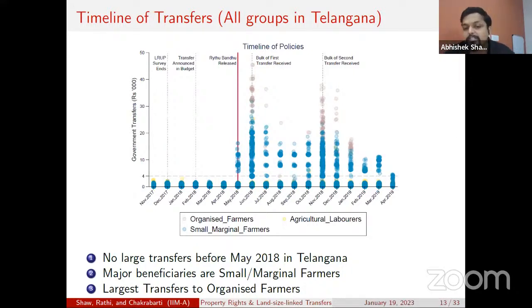And agricultural laborers, some of them did receive transfers because they may own small marginal lands here and there. So you see that the yellow dots are infrequent and mostly towards the lower end, except a few cases which are probably because they're in mixed households. So that's broadly the sense of whether the data is actually capturing what's going on out there, and it's convincing to us.